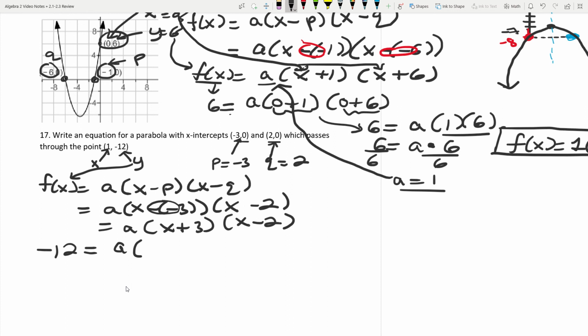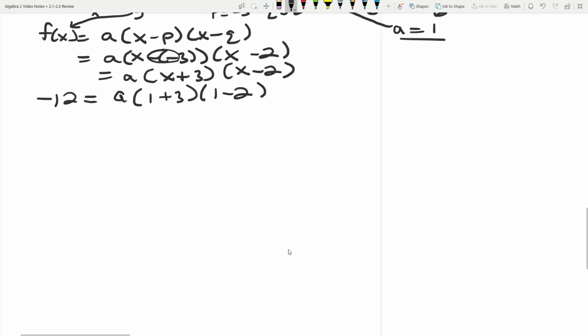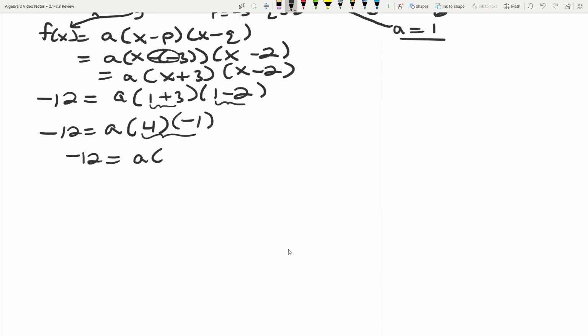We got a times, x is going to be 1, so (1 plus 3), and then (1 minus 2). We're almost there. All we got to do is find a, just like we did in the previous problem. So we got negative 12 equals a times 4. So 1 plus 3 is 4. And then 1 minus 2 is negative 1. So 4 times negative 1 is negative 4. So we got negative 12 equals a times negative 4. So we got to divide by negative 4 on both sides. So a is equal to 3.